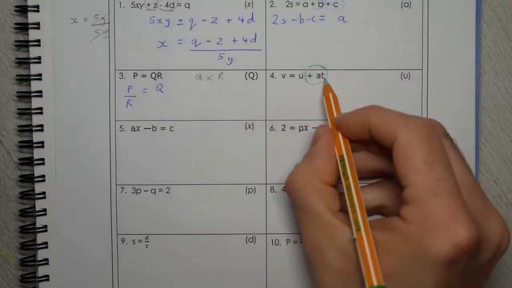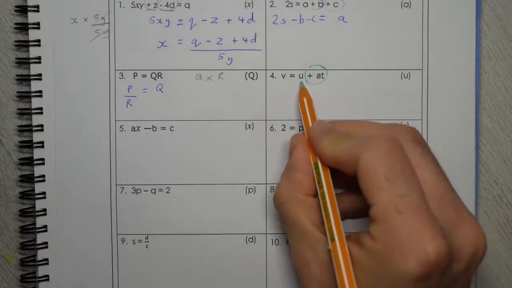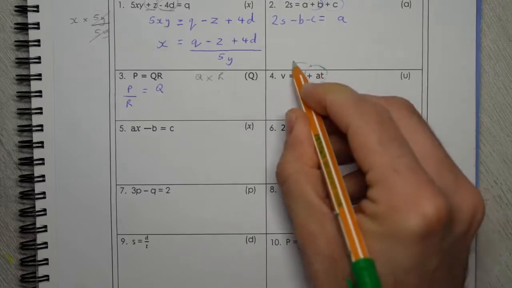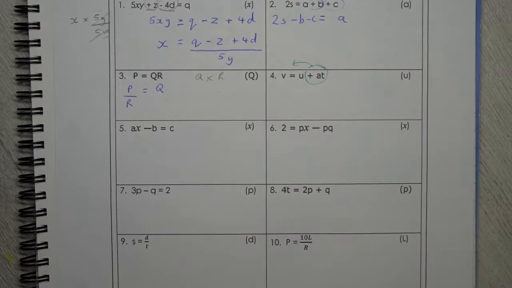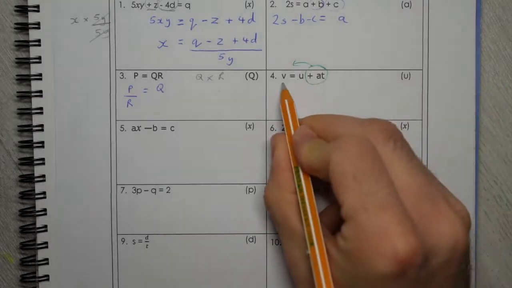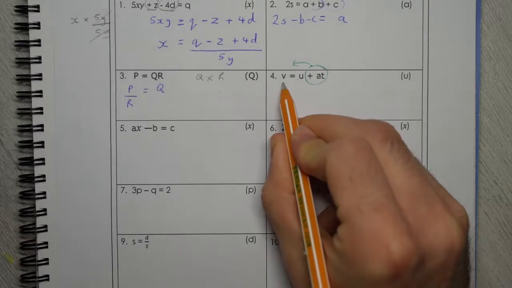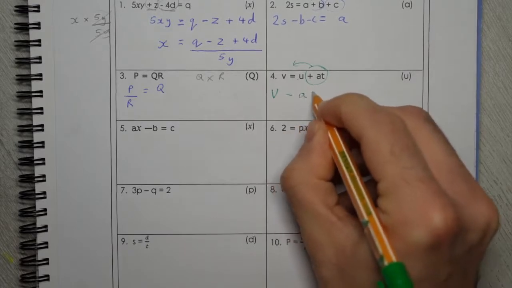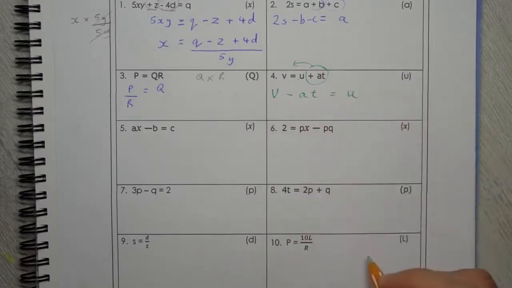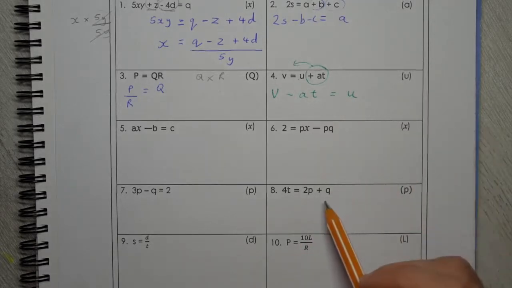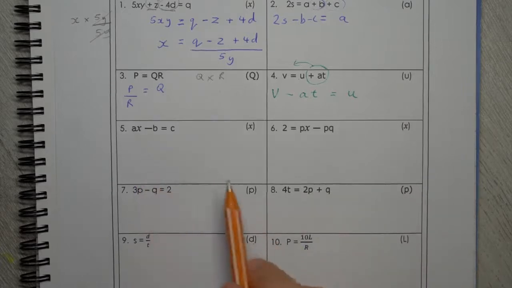This plus at, since it is attached to u with a plus, when we take it to the other side as we did when solving, that plus at will become minus at on the other side. And always begin with the letter that is not going to change side. So v minus at is equal to u. And u is the subject of the formula. That's the answer. Okay?